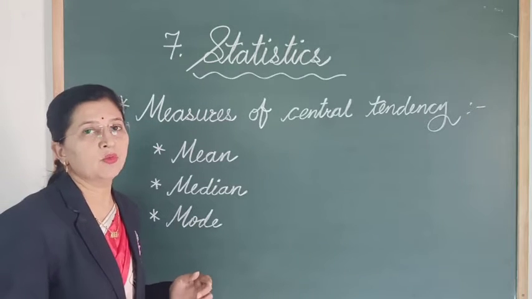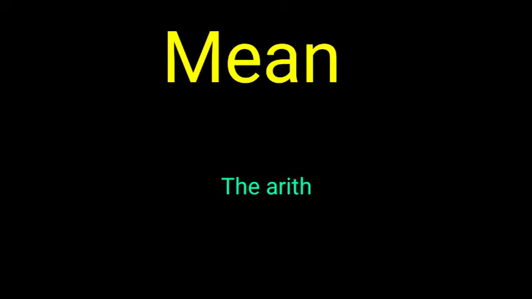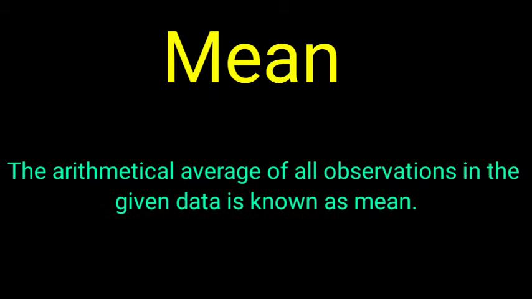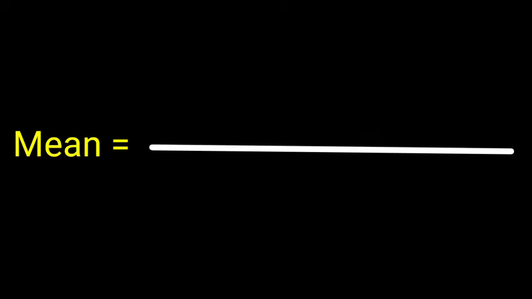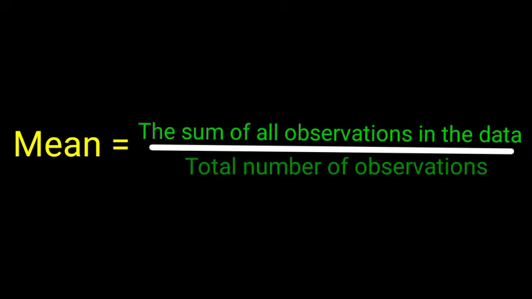So let's learn what is meant by mean. The arithmetical average of all observations in the given data is known as its arithmetic mean or simply mean. To find out the mean, the formula is: mean is equal to the sum of all observations in the data upon total number of observations.